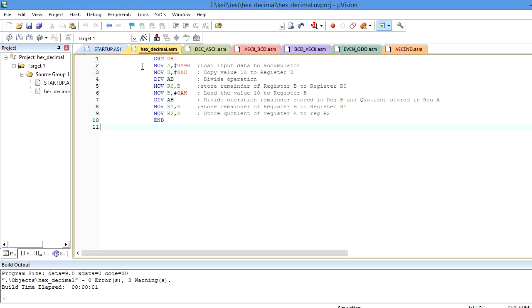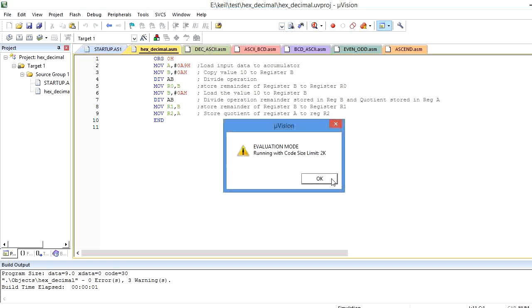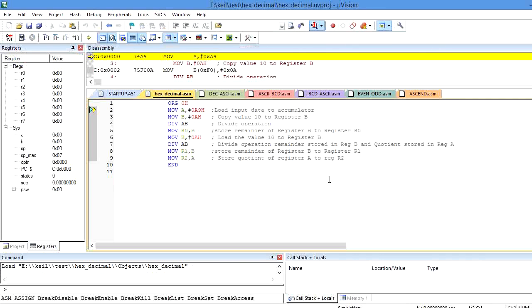Now we are going to switch into the debug mode here. Before executing the program, let us discuss what registers we used in our program. In our program, we used registers A and B. The value of registers A and B is initially 0, 0. Along with that, we are using the registers R0, R1 and R2. The initial value of R0, R1 and R2 is 0 here.